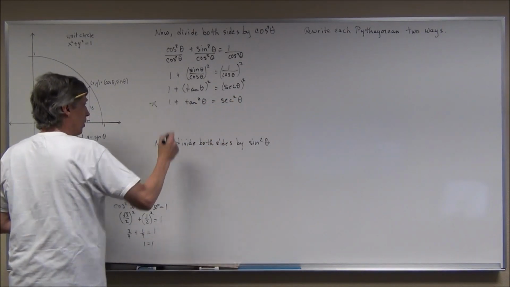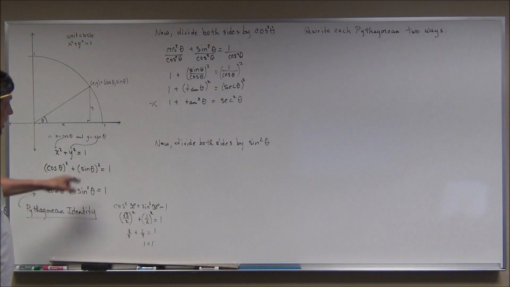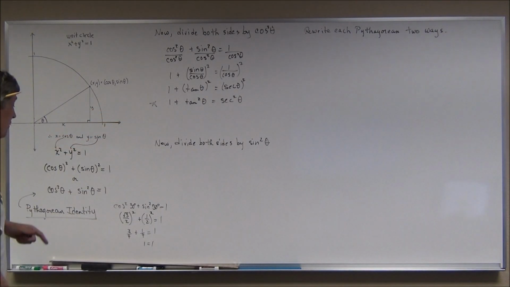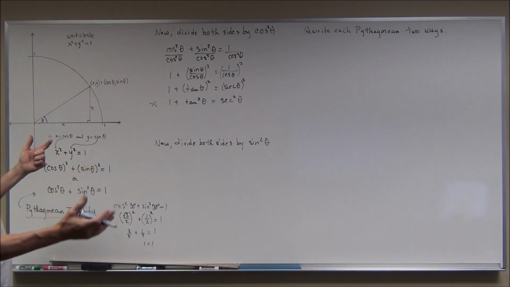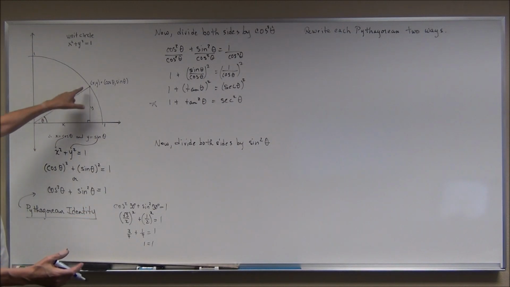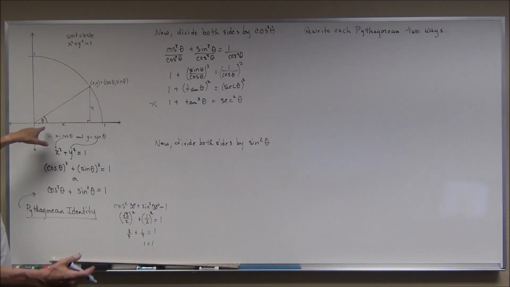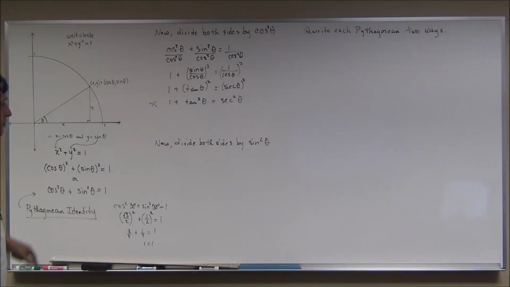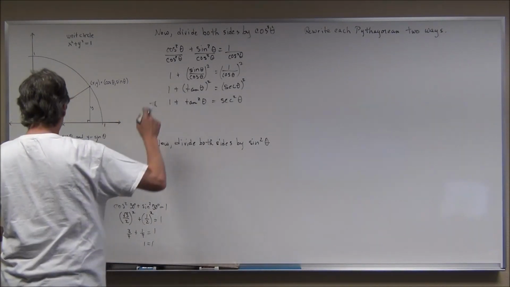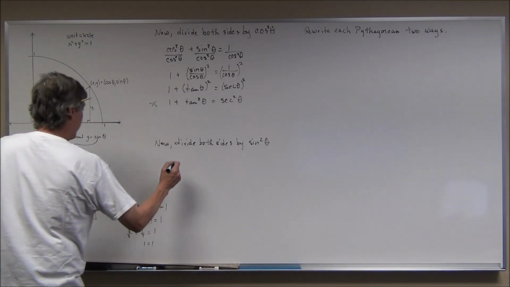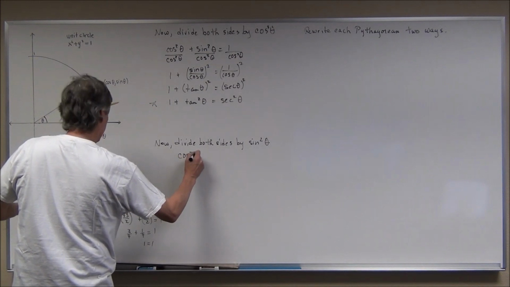And that's the next one. That's a Pythagorean identity, and that's a Pythagorean identity. And they're called Pythagorean identities, if you haven't already figured it out, because it's all based on the Pythagorean theorem for the right triangle.